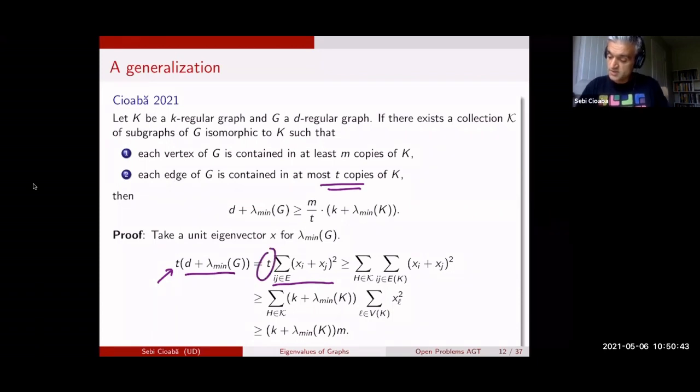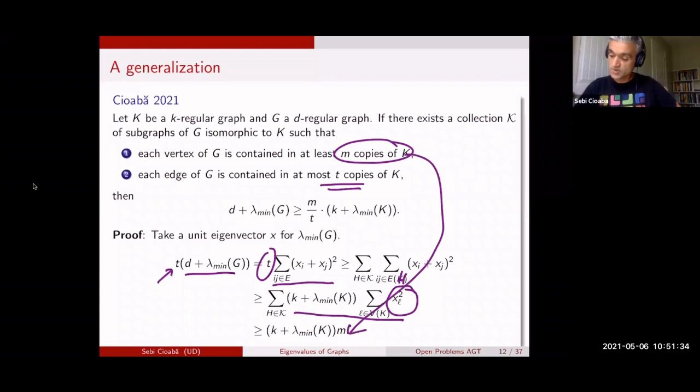So this T upper bounds the number of times that this xi plus xj squared appears on the right hand side, summation over all subgraphs H in this collection over this ij in the edge set of H. But here, all the subgraphs H are isomorphic to K, and again by this Rayleigh ratio, this vector is anything, so this summation of xi plus xj squared is greater or equal than K plus lambda mean of K times the sum of the squares of the eigenvector entries. And now you take K plus lambda mean of K as a factor, and the second part comes into place that each of these xl squares is going to appear at least M times. So that's why it pops in there. So the condition 2 is used here and the condition 1 is used at the end.